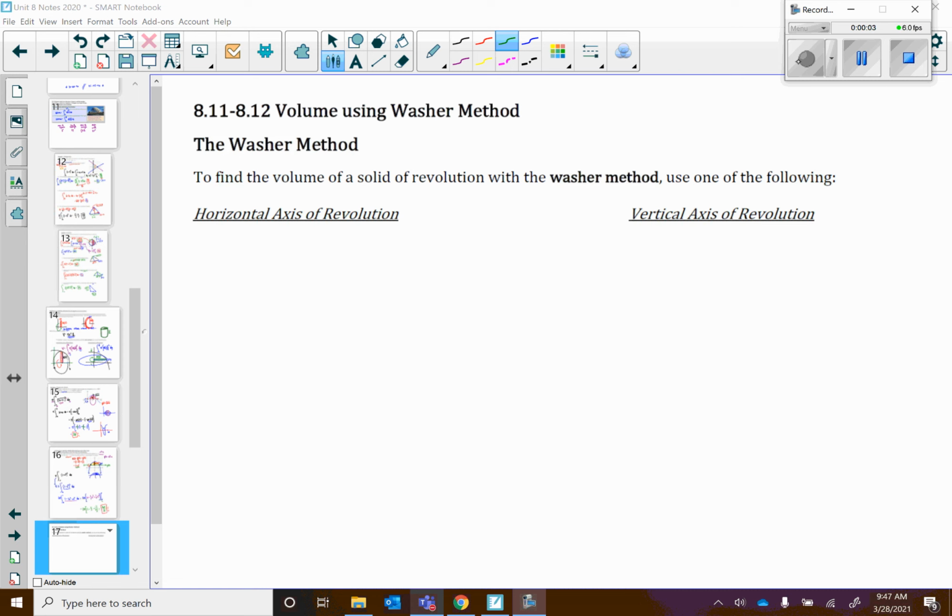All right, 8.11 and 8.12, volume using the washer method. So the good news is this is really the same. We are just cutting out a part of whatever thing we are finding the volume of. Thus, we are creating a washer.